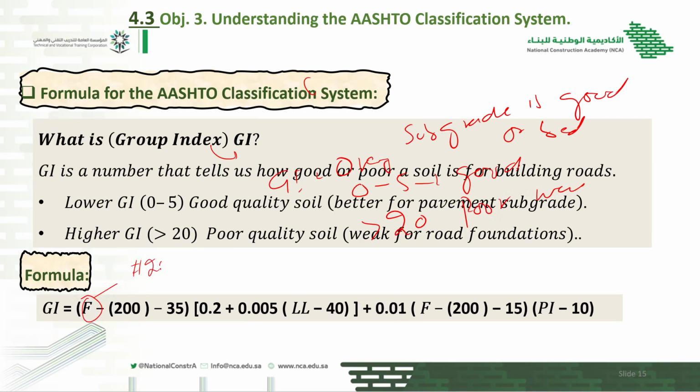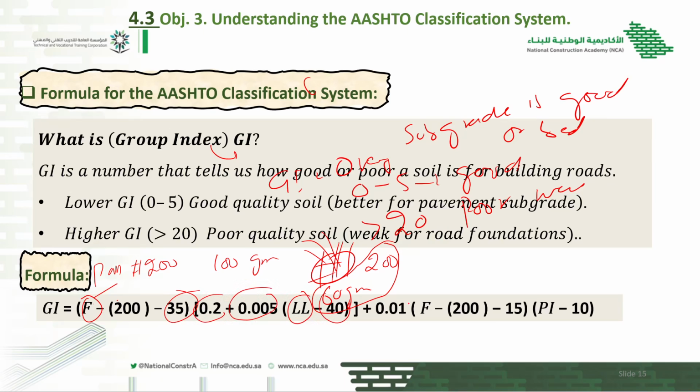This is the formula for GI. F200 means the material passing through sieve number 200. For example, if this is 100 grams and this is sieve number 200, and when I pour the soil here only 60 grams passes through, that is the material passing sieve number 200. The formula is GI = (F200 minus 35)[0.2 + 0.005(LL minus 40)] + 0.01(F200 minus 15)(PI minus 10), where LL is the liquid limit and PI is the plastic index. This formula will be given to you, but you should know about it.